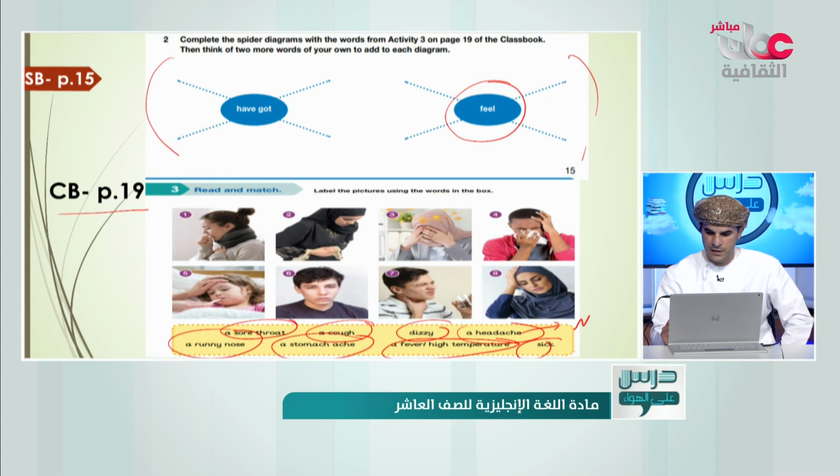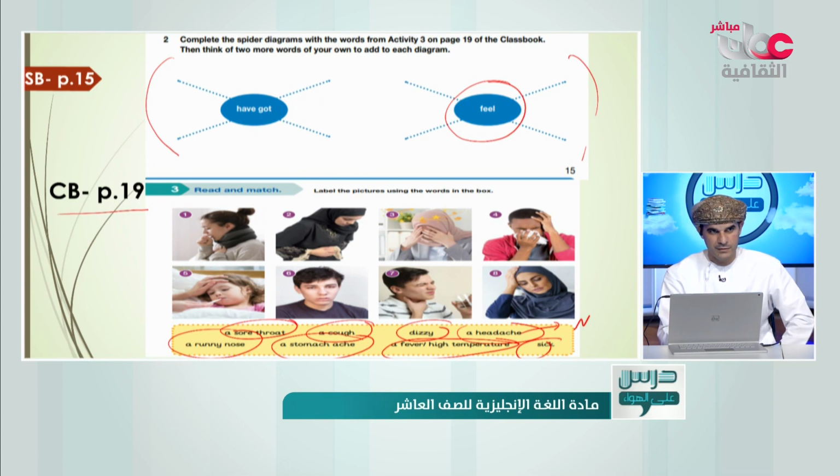With adjectives we use I feel. So you feel sick. Sick is an adjective. He is sick or she is sick. She feels sick. He feels sick. Okay. Cough. Cough is something that you get. So we use what? Have got with it. I have got a cough. Sore throat.